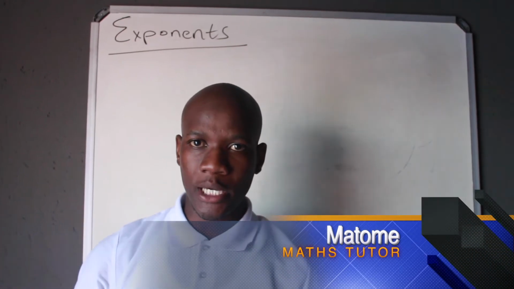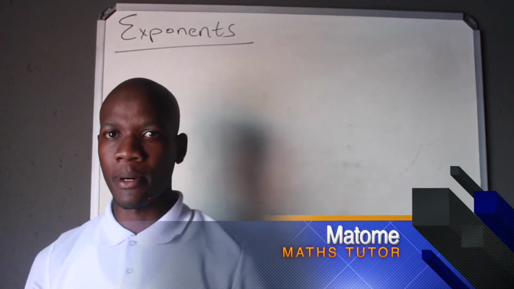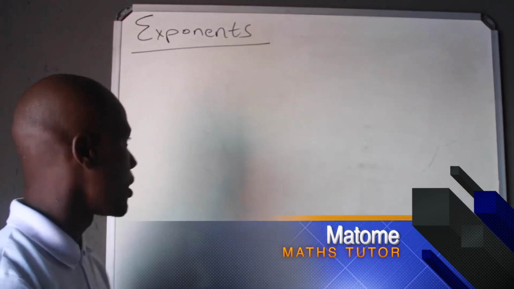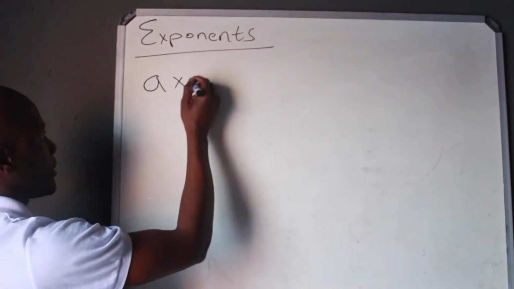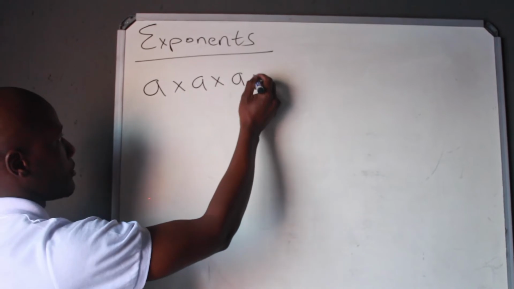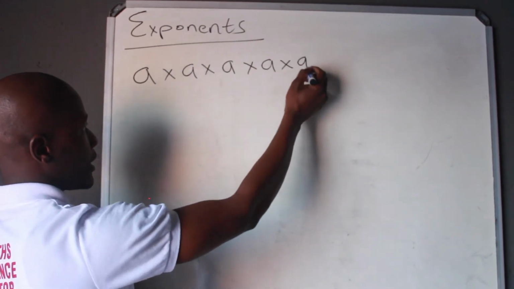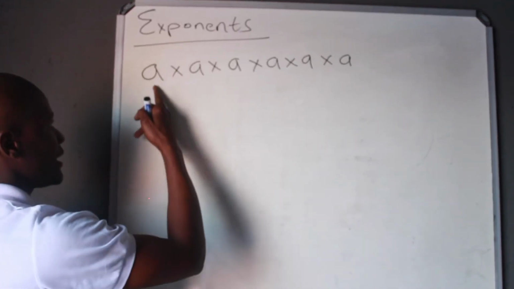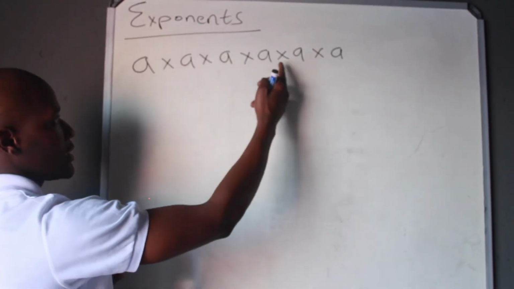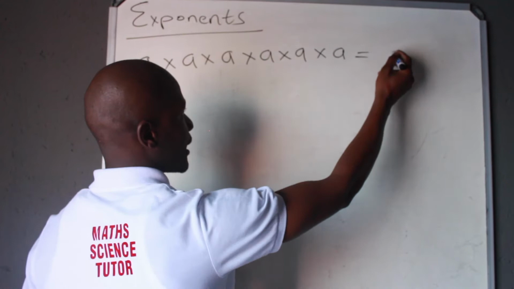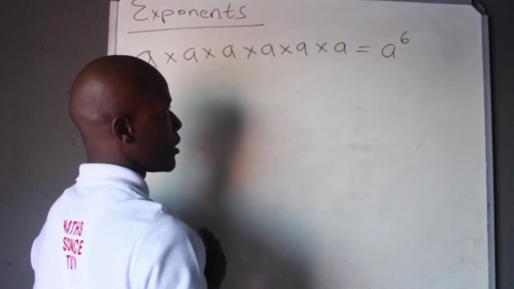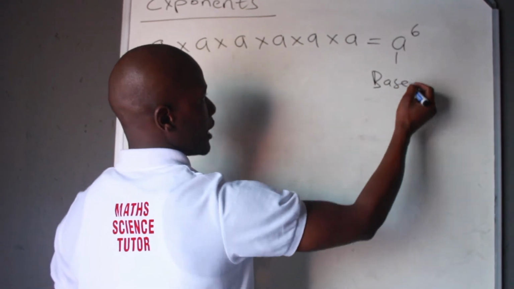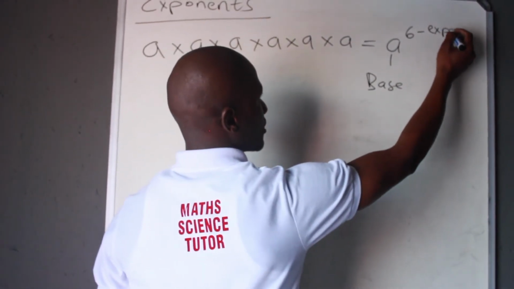Hi guys, I'm doing exponents with you, and remember, an exponent is the shortest way to write repeated multiplication. So a multiplied by a multiplied by a multiplied by a multiplied by a multiplied by a. The shortest way to write a times a times a times a times a times a is a to the power 6. So a is the base and 6 is the exponent.